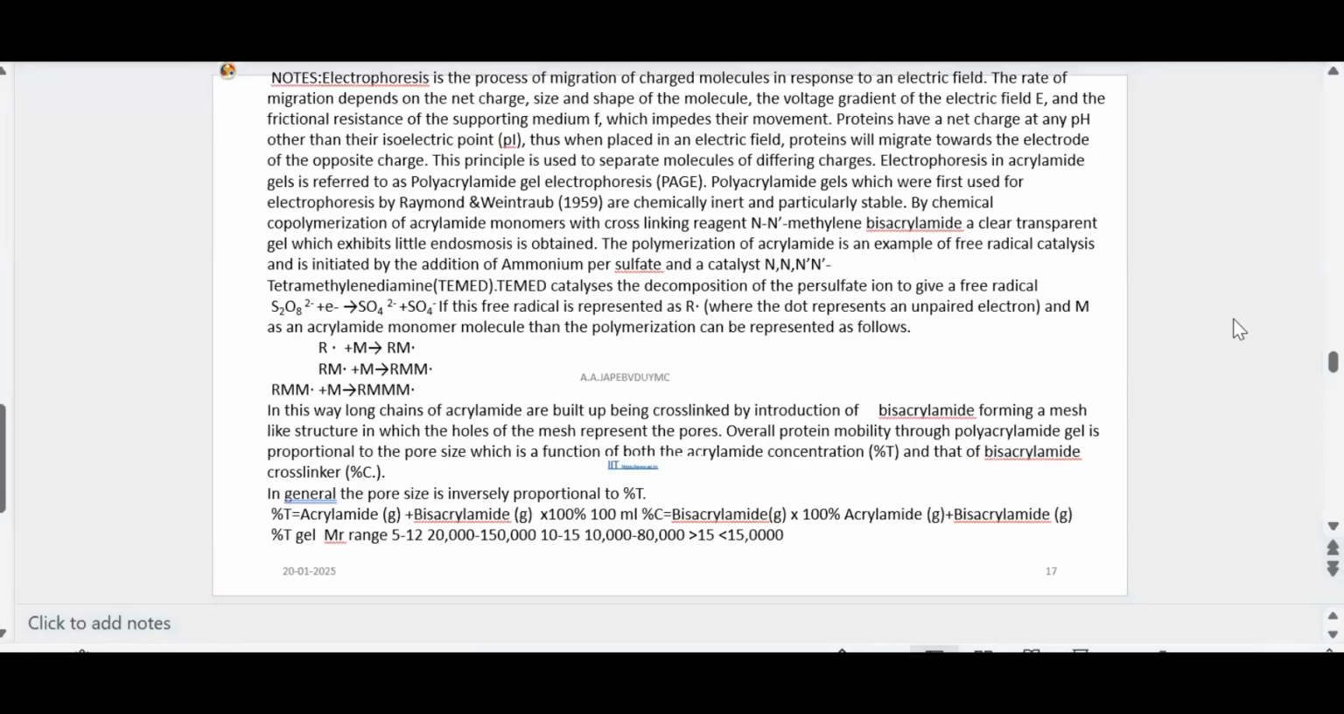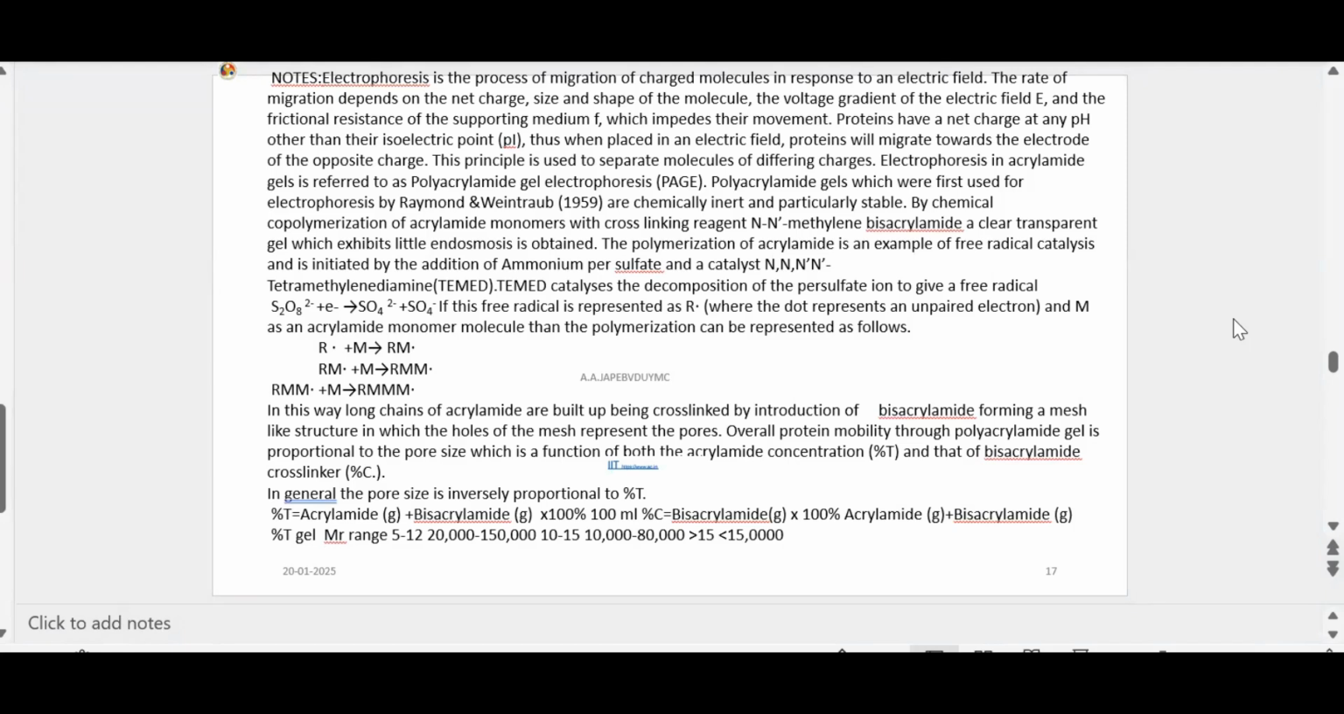Good evening, all. In the last lecture, we discussed SDS-PAGE, right? Sodium dodecyl sulfate is used as a denaturing agent in protein analysis and polyacrylamide gel electrophoresis of proteins. That is the introduction we had done, right? So here is the summary note of whatever we discussed in the last lecture.